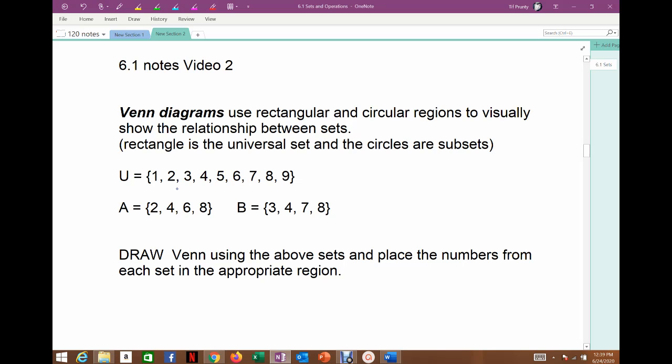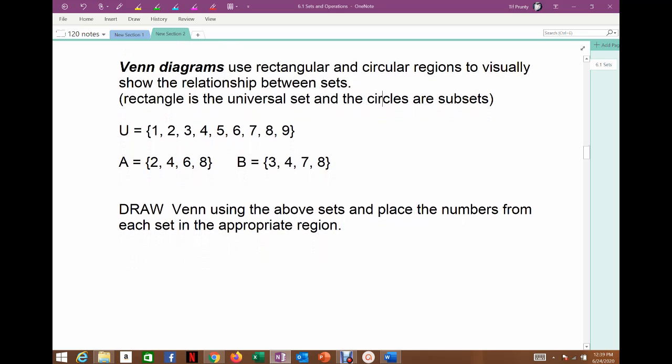Okay, so today's notes are going to be on Venn diagrams and set operations. With the Venn diagram, hopefully it's something you've heard before. A Venn diagram is basically just a visual representation of a large set with its smaller subsets.